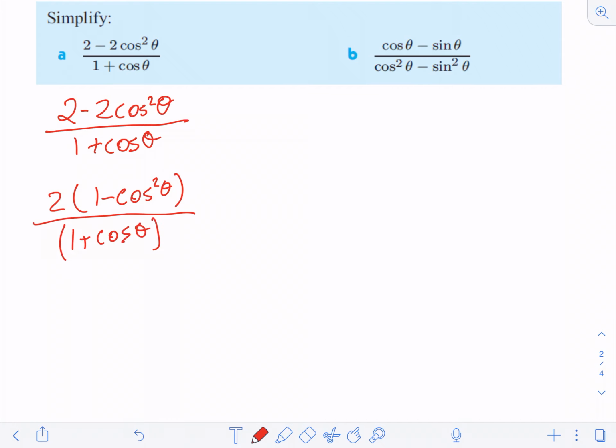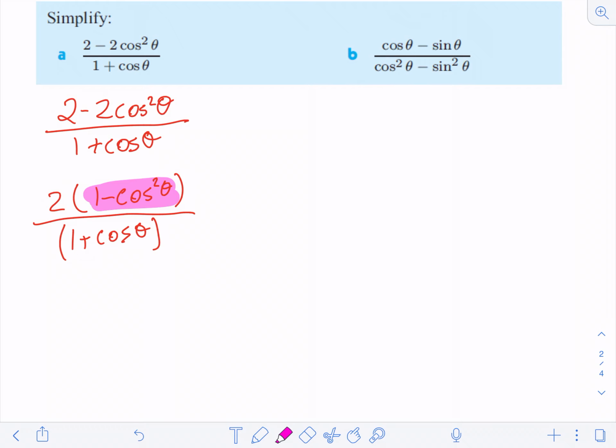Now, the next thing you might look at and say, oh, well, 1 minus cosine squared theta, that's kind of, is that equal to sine theta? Well, it's kind of, but if I change that to sine squared theta, I'm not going to be able to cancel anything. But look what I have on the bottom. I have 1 plus cosine theta. Isn't 1 minus cosine squared theta the top? Isn't that a difference of squares? Aren't 1 and cosine squared both squares?